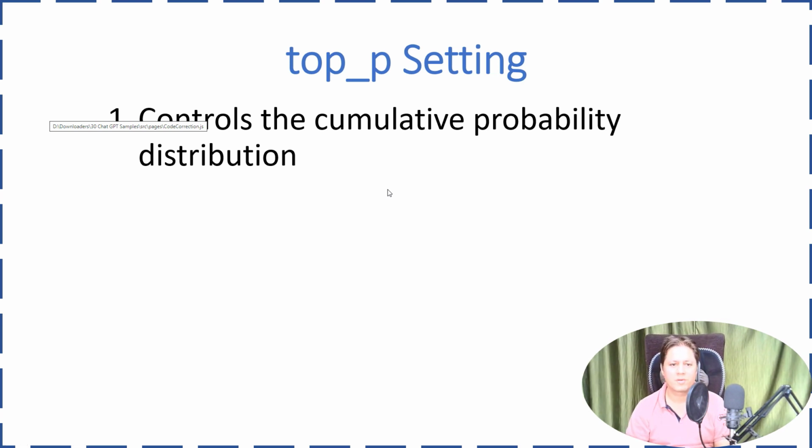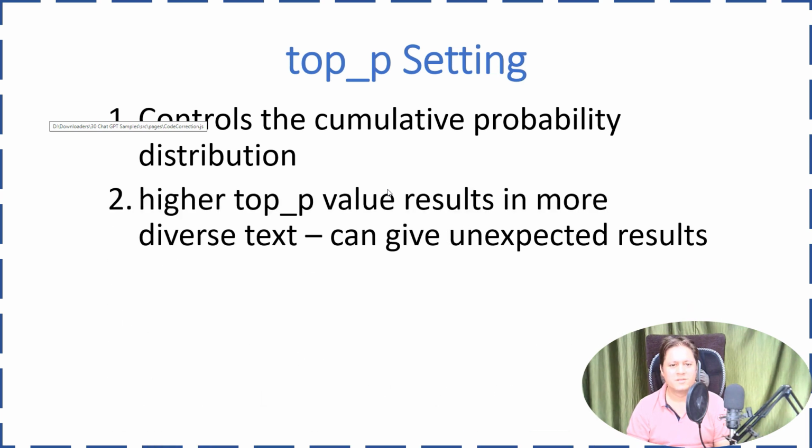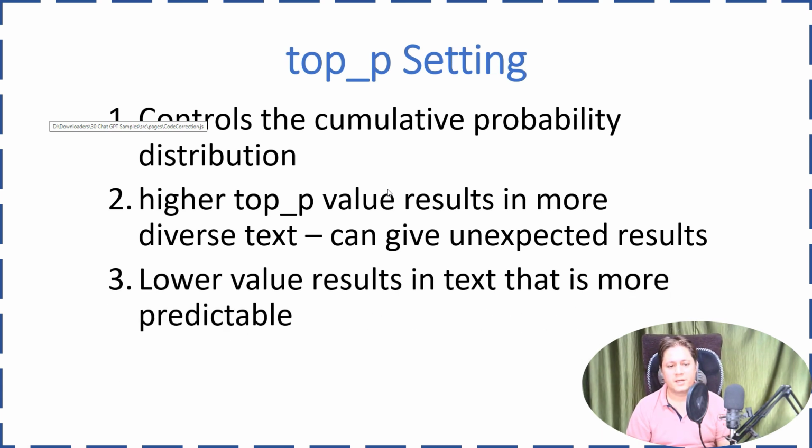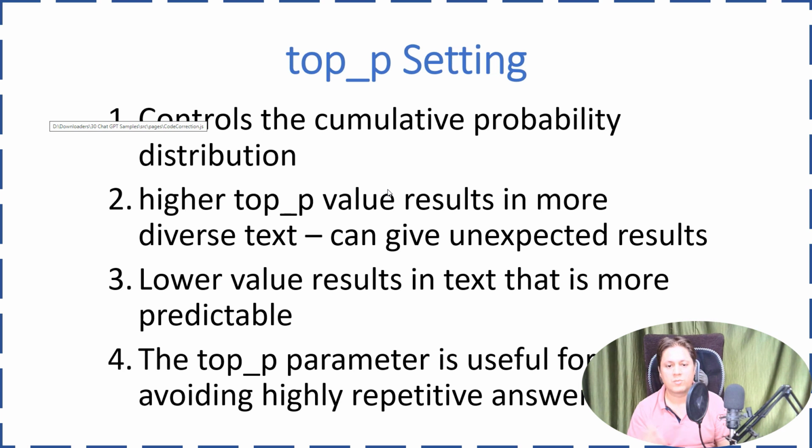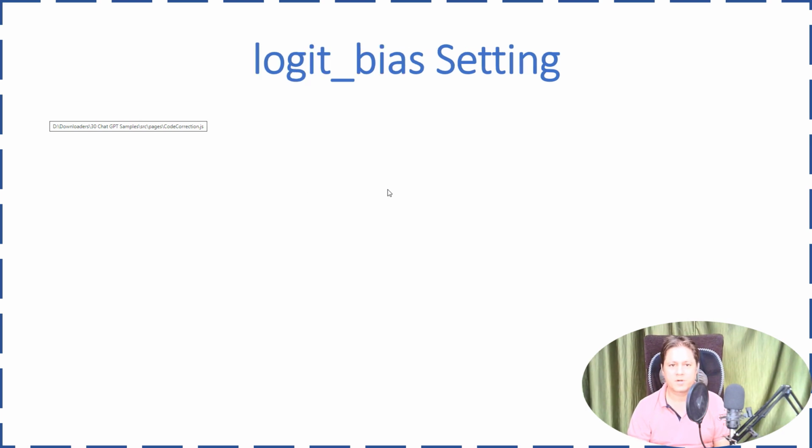It also controls the cumulative probability distribution. Same thing: if the top_p value is higher, you can expect more diverse text and unexpected results. Similarly, same as the temperature setting, if it is a lower value, you can predict and it gives similar kinds of results almost. Look at the fourth point: the top_p parameter is useful for avoiding highly repetitive answers. So if you don't want repetitive answers, you can use this parameter very effectively.